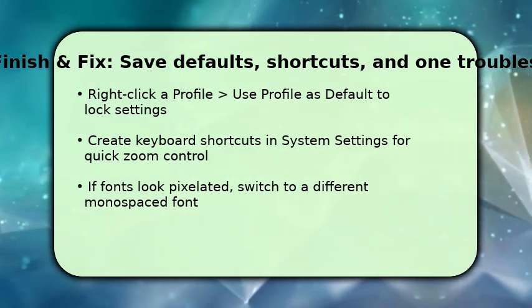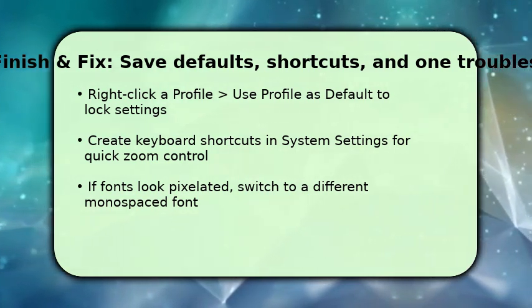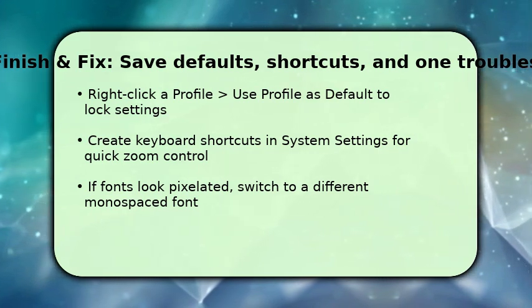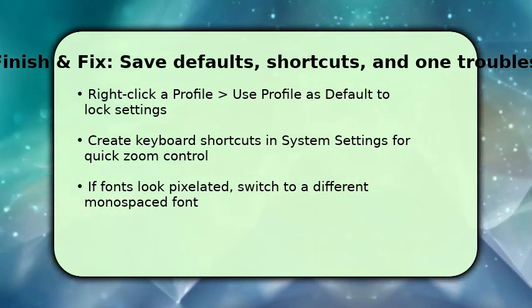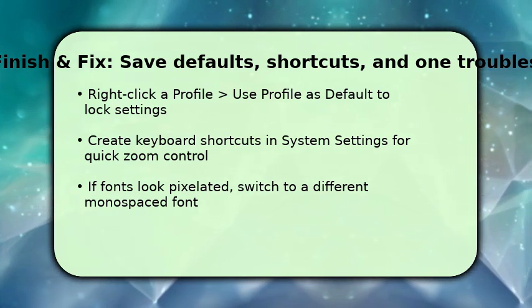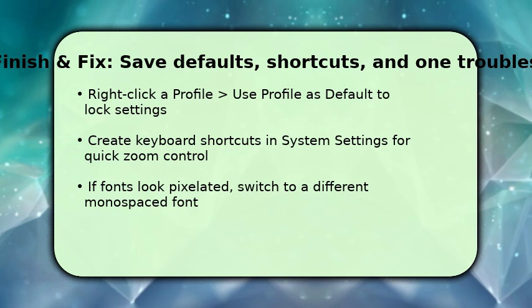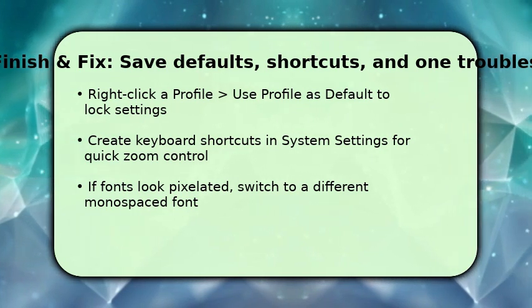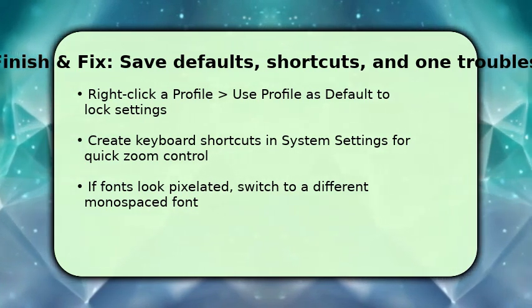One common issue: enlarged text appears pixelated. If that happens, change to a higher quality monospaced font like Menlo or SF Mono and increase the font size slightly. This fixes jagged rendering and keeps the terminal crisp and readable.